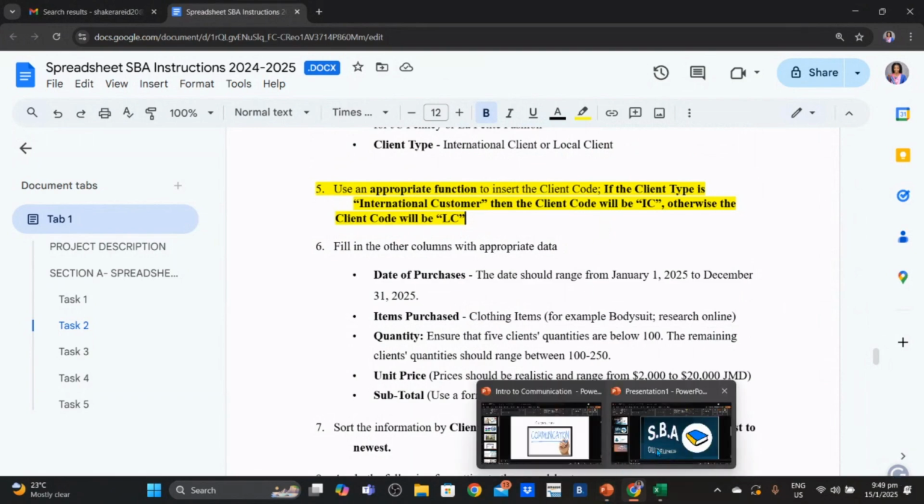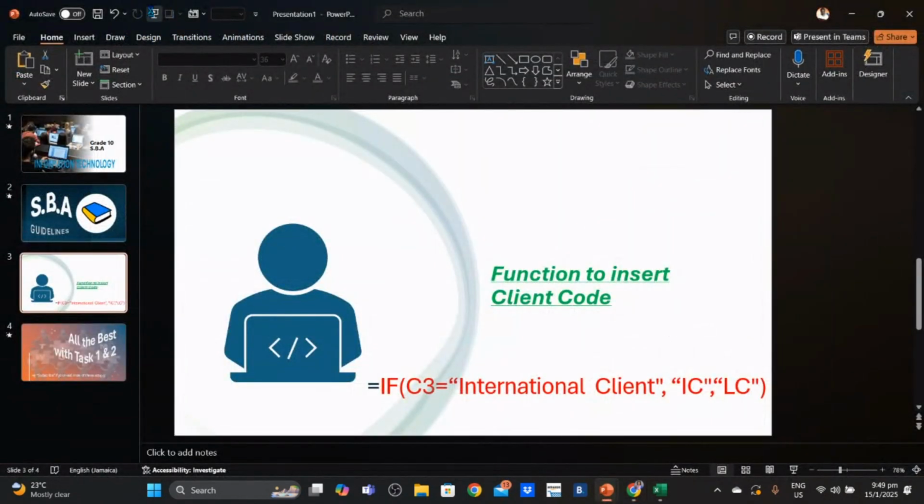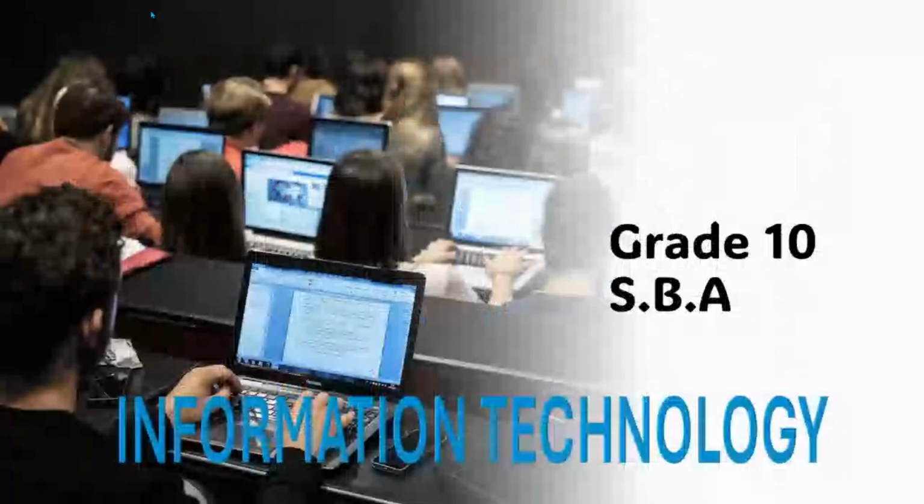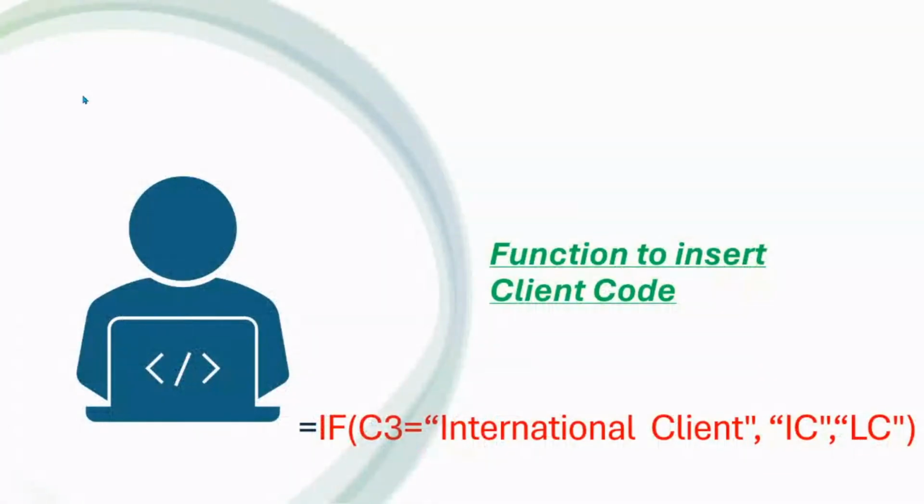It's right here. Remember, all functions start with the equal sign, followed by the name of the function. So we have =IF, open bracket, in this case it would be C3 = "international client", and please note that international client is placed in open and close quotation. The whole of that word is typed in open and close quotation. After we close the quotation, we have a comma.